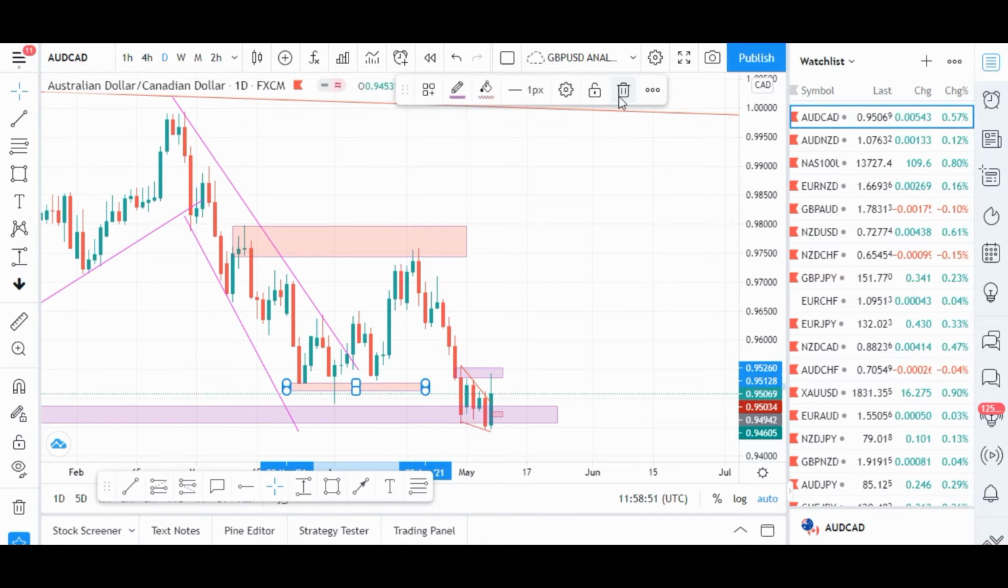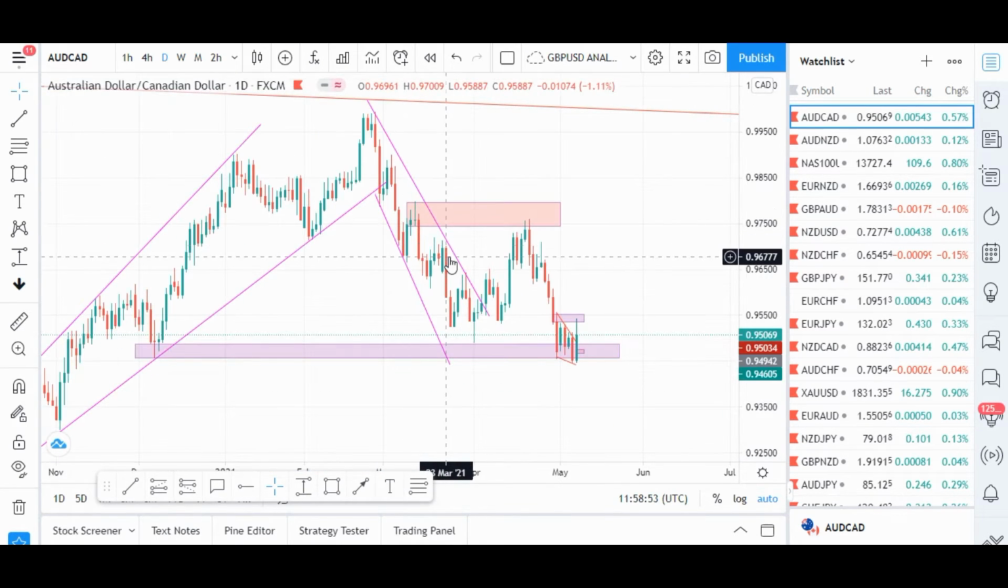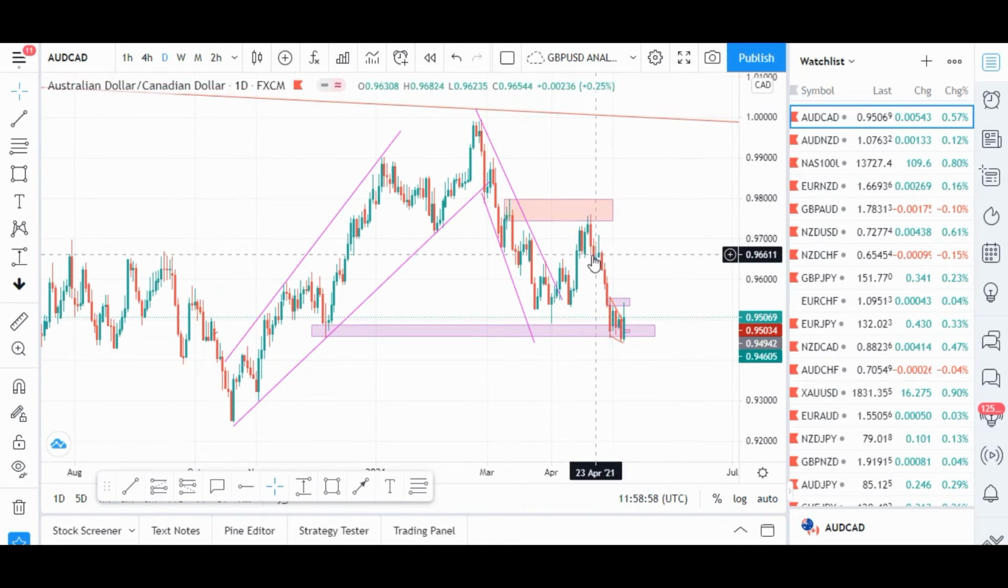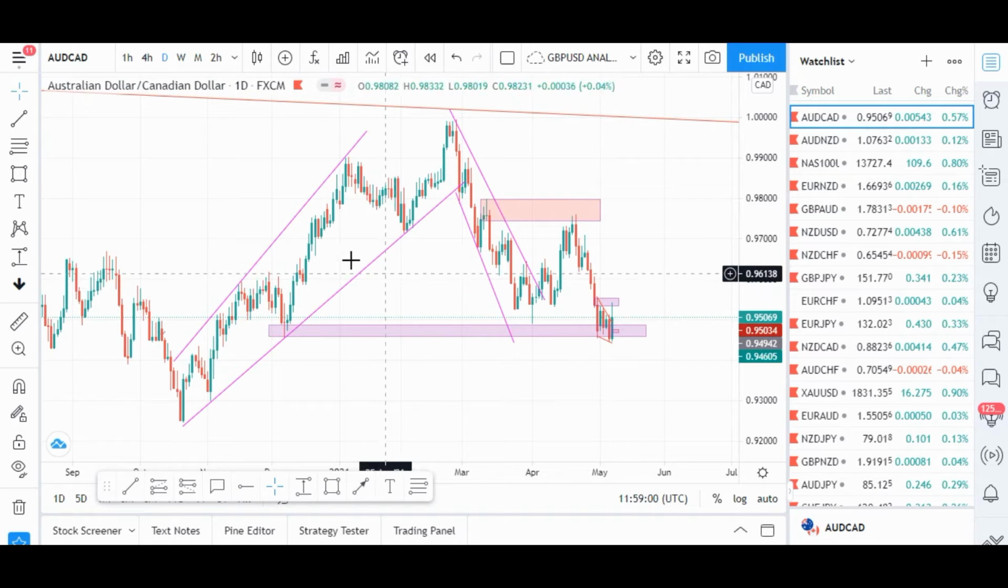So our overall outlook on this pair is sell opportunities. The overall trend of this pair is to the downside, but as you all know, even if the overall trend of the market is to the upside or to the downside, you can still make buys and sells within these moves, and you can still make buy and sell analysis even in a downtrend.